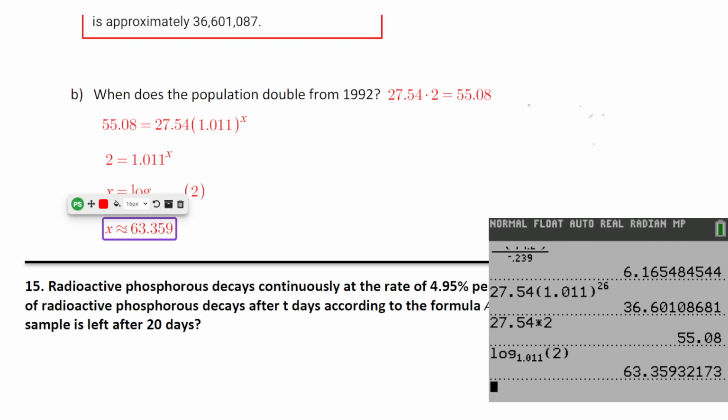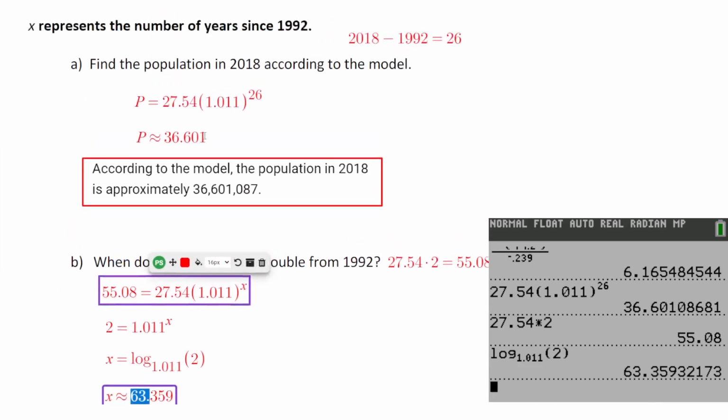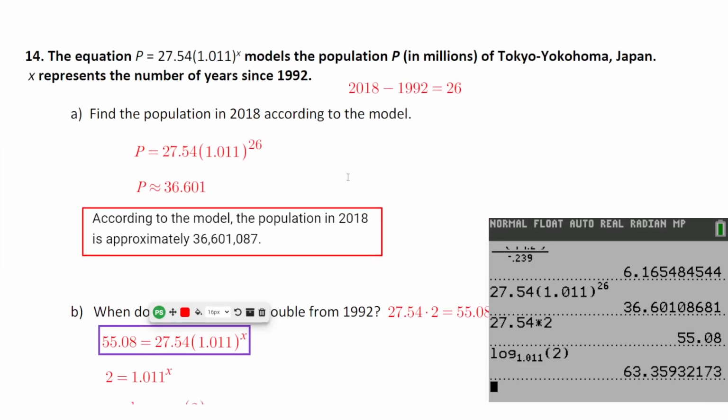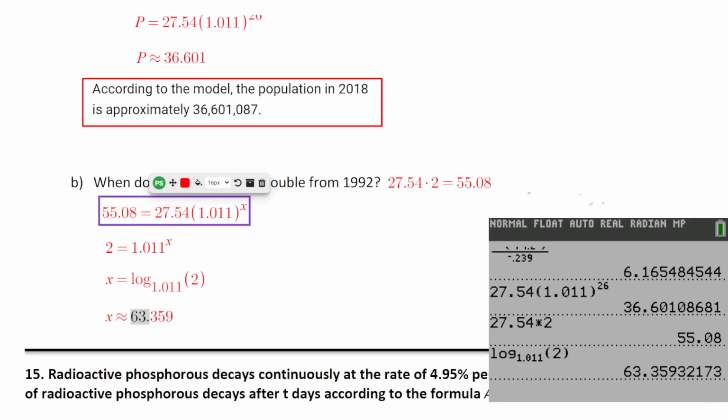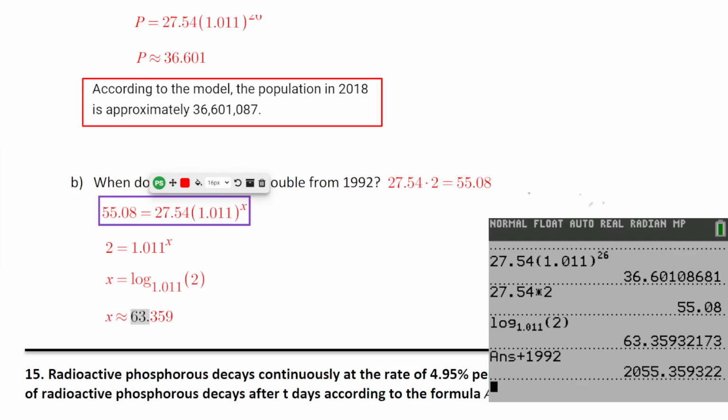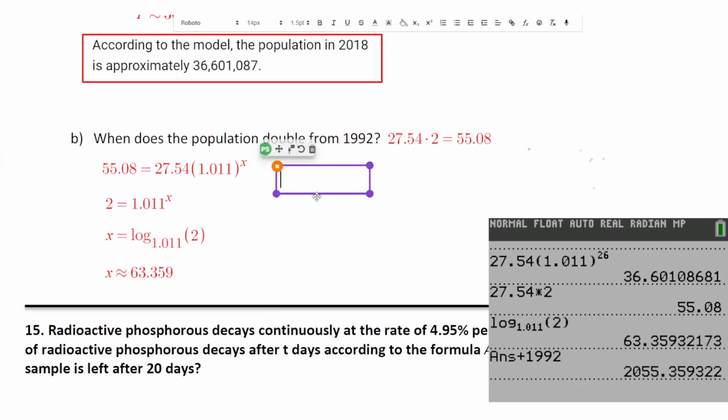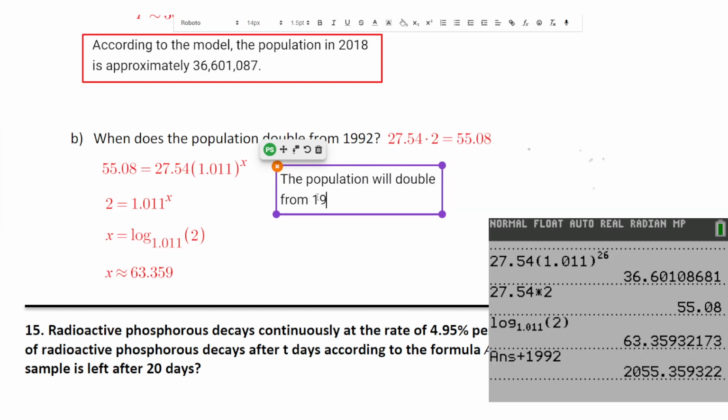63.359. And so let's try to interpret that. So it's 63 years after, what was the original one? 1992. So I'm just going to add that to 1992. You could probably do that mentally, but so in the year 2055, it's going to be when the population doubles. So the population will double from 1992 in 2055.